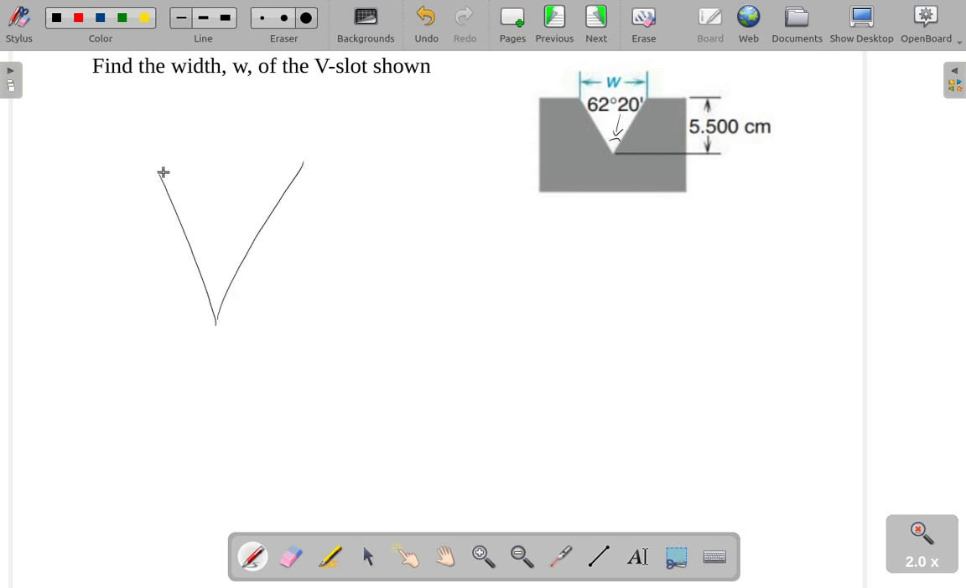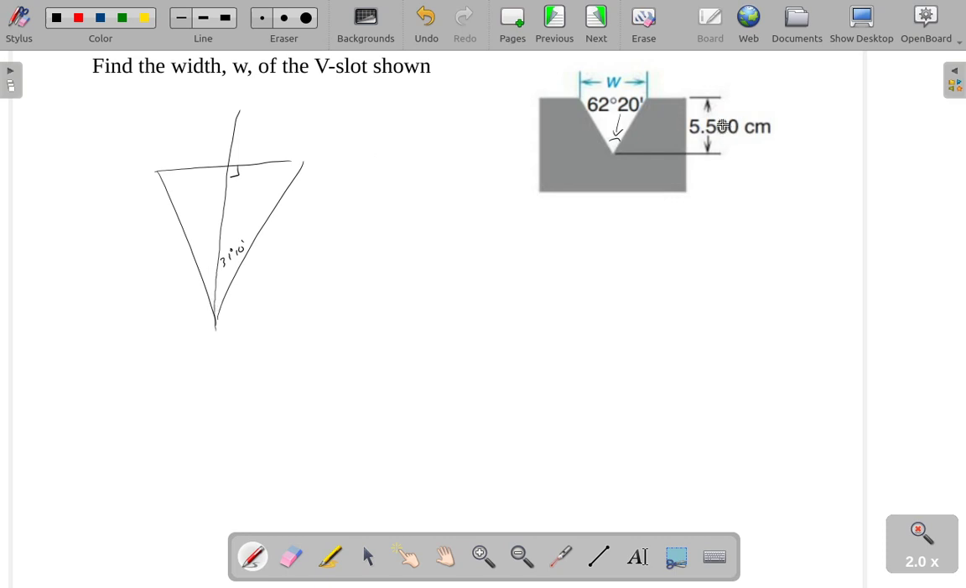So if you draw a little picture here, this isn't terribly helpful because you'll notice this is not a right triangle. However, it's symmetric. This part over here matches this part over here. So if I drew this line of symmetry here, then that would be a 90-degree angle, and it looks like this part right here would just be half of this 62-degree 20-minute angle. This part right here would end up being, well, 31 degrees and 10 minutes.